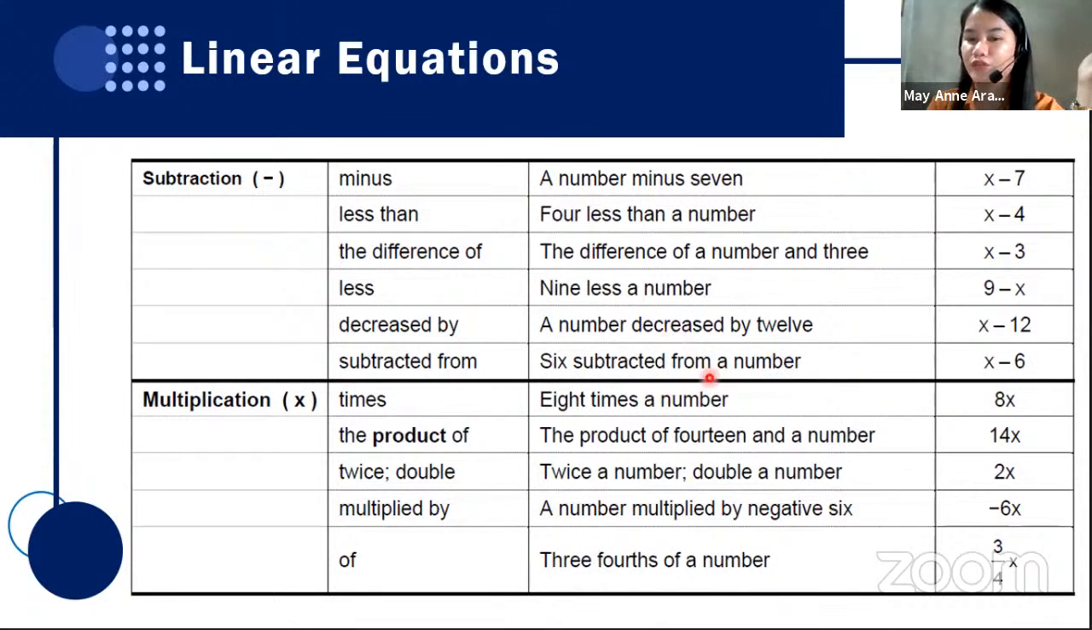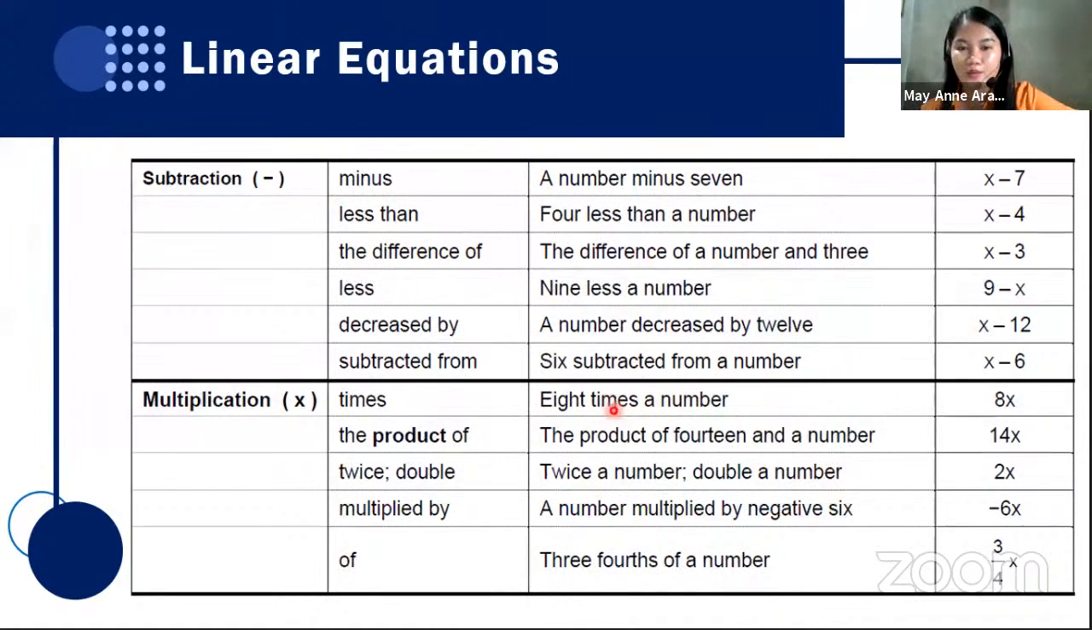So take note of the word from ha. So kung saan yung from, yun yung nasa unahan. Kasi magkakaproblema kasi may sign na involved, no? So laging kung sa from, dun yung pagbabawasan, doon kayo magbabawas. So we have here x minus 6. And for multiplication, we have some keywords here. Times, the product of, twice, double, and multiplied by or of.